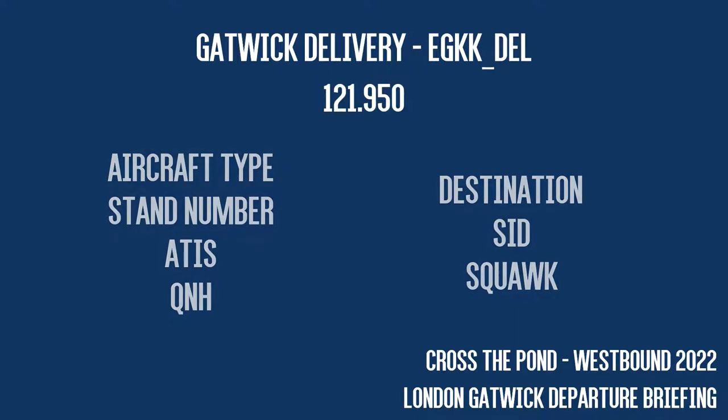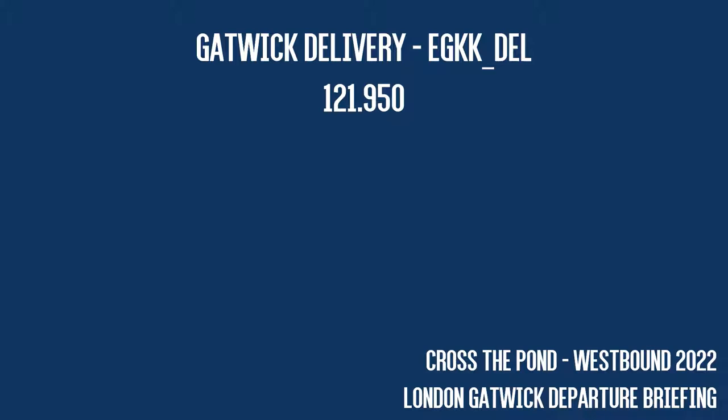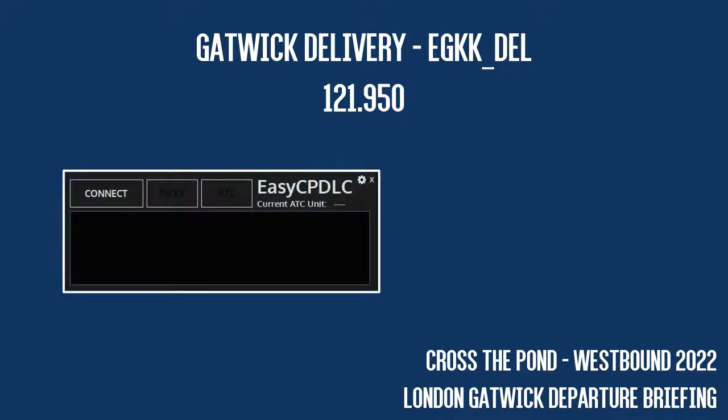Data link clearance can be requested using the Hoppie's ACARS network. Many add-on aircraft now include CPDLC functionality, but if yours doesn't, you can still use the Easy CPDLC program. If you've obtained clearance by data link, you still need to report ready to Gatwick delivery on 121.950.